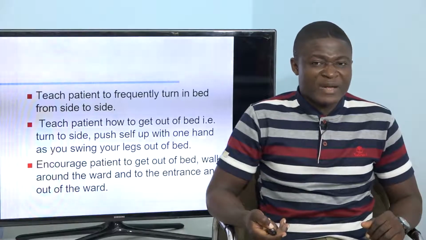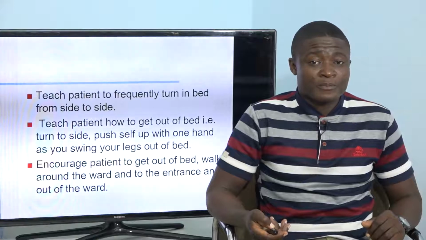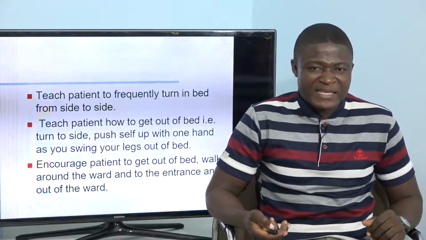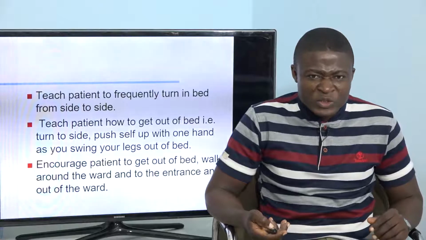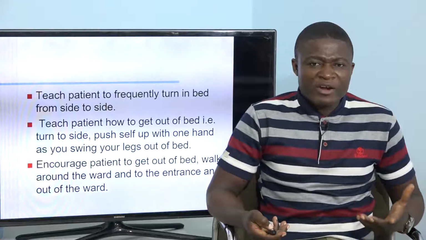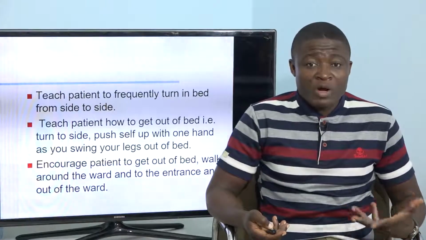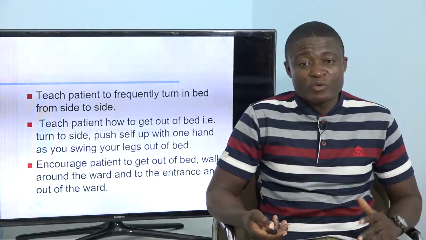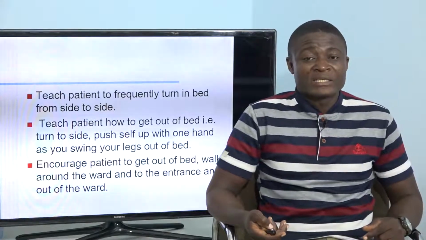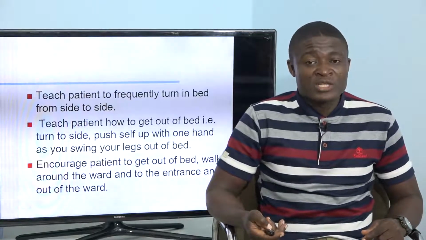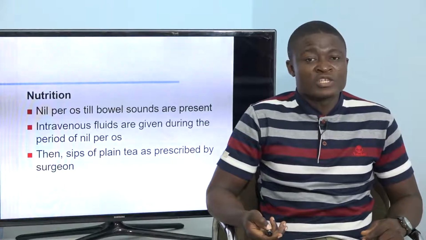Teach the patient to frequently turn in bed from side to side. Teach the patient how to get out of bed, that is, turn to one side, push self up with one hand and then swing the legs out of bed. Encourage the patient to get out of bed, walk around the ward and then to the entrance and out of the ward if he or she is able. Encourage him to do that. This is all referred to as early ambulation. And early ambulation improves circulation and then improves healing of the patient.